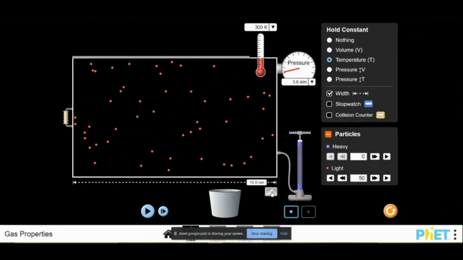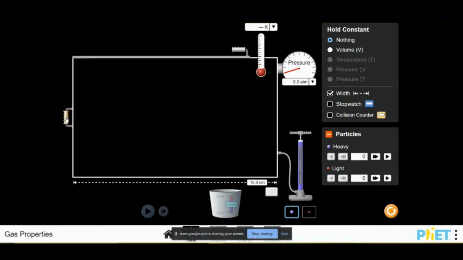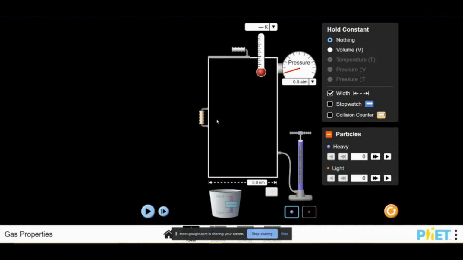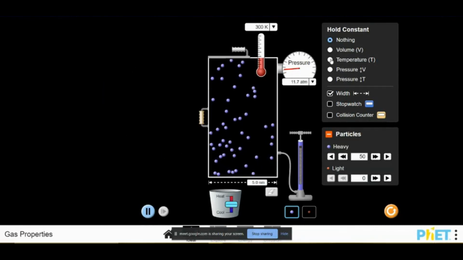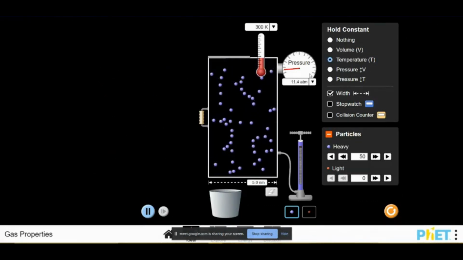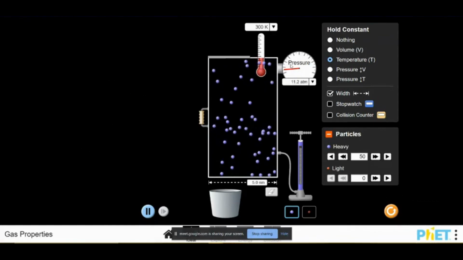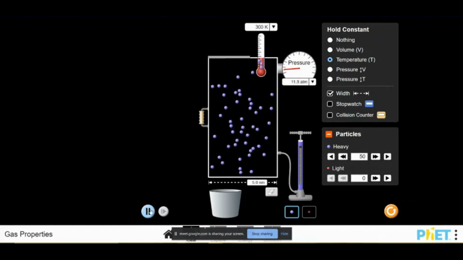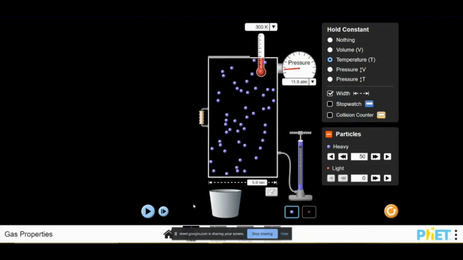For the second one, we'll use heavy particles. So we insert 50 heavy particles and we play. When we play, we must hold the temperature constant so we can get the pressure. We must pause to get the exact value of the pressure. From this, it is 11.9.